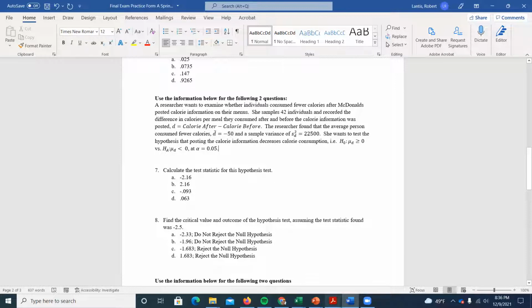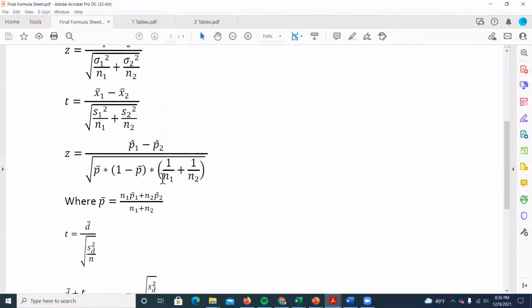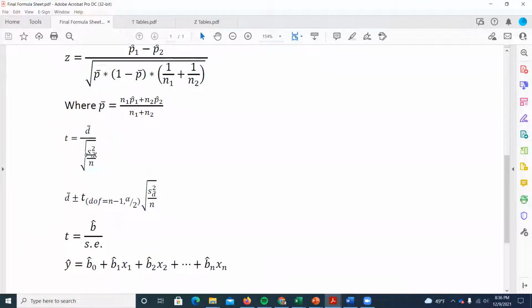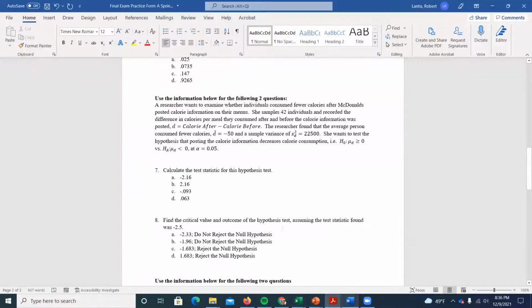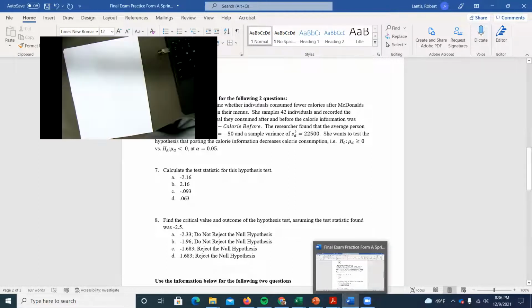So if I look at my formula sheet, here's my test statistic when I have a mean difference. Because it's -50 here, and the denominator of a test statistic always represents a standard deviation, we know our test statistic should be negative as well. So we could rule out B and D here. From there, it's just a matter of plugging those values in.